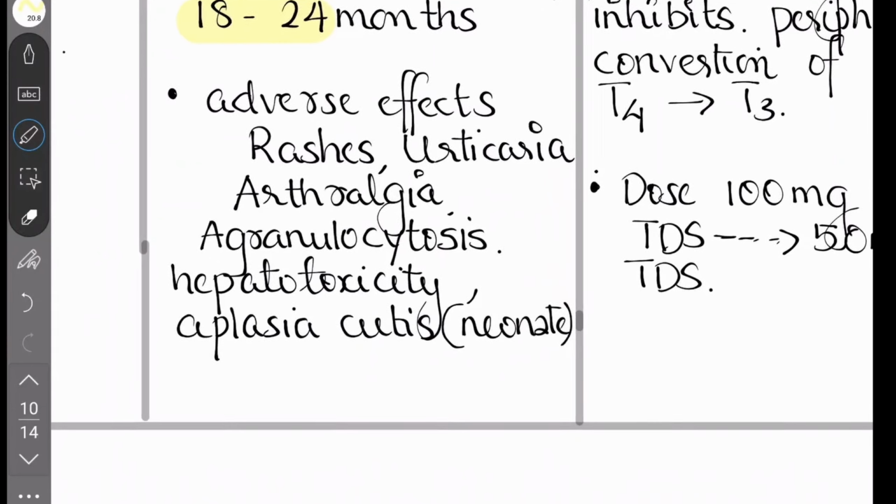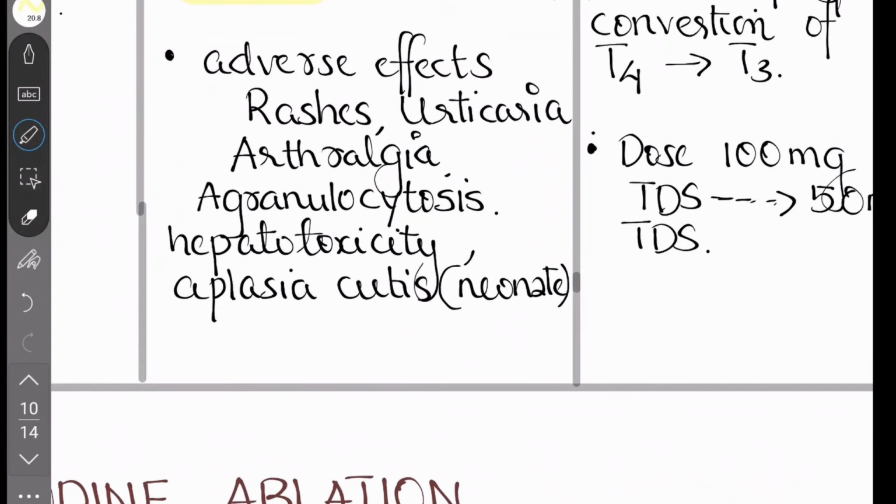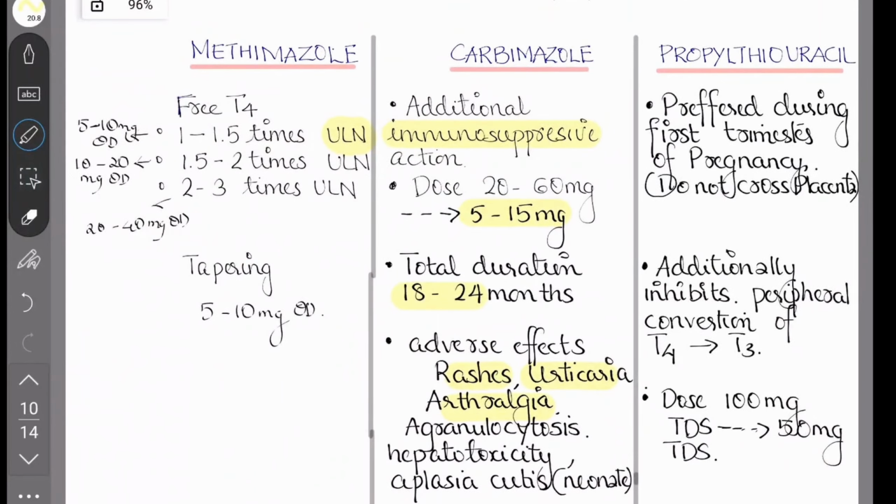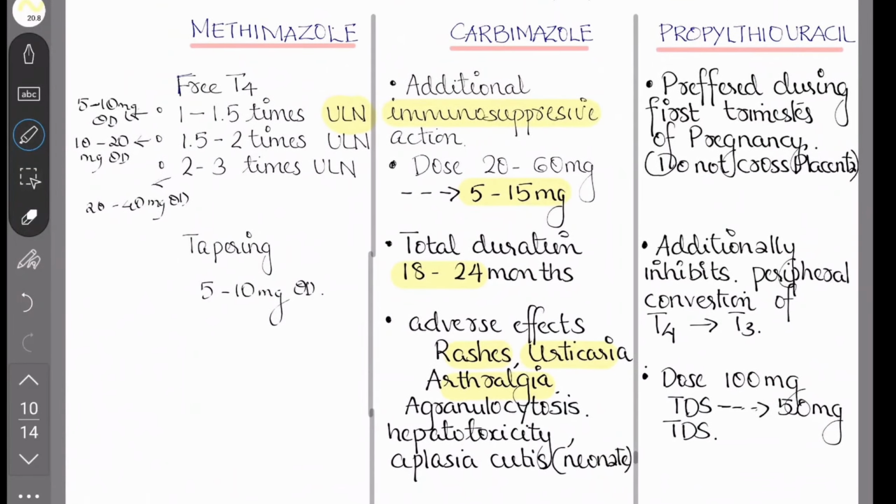That's why. The adverse effects of carbimazole are urticaria, rashes, arthralgia. The most important is granulocytosis. Very important. It's an important question. Granulocytosis is very important. Okay, granulocytosis and aplasia cutis in neonates.